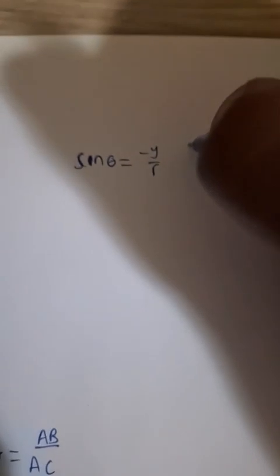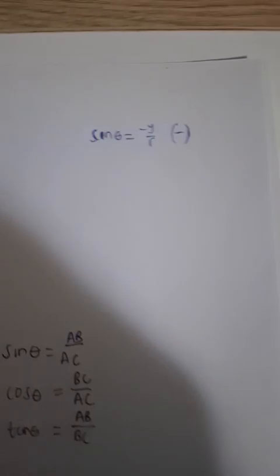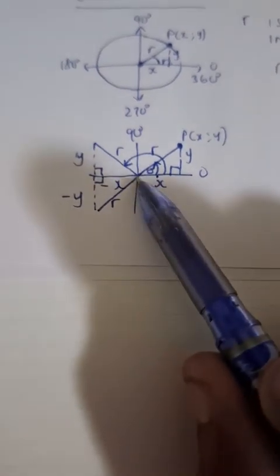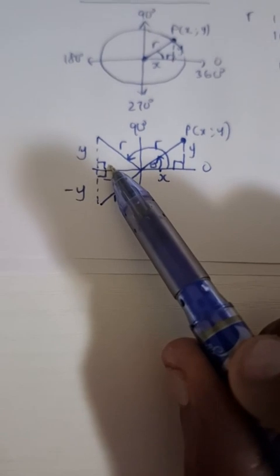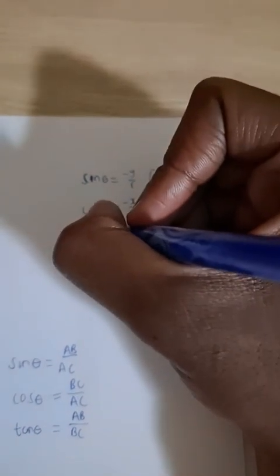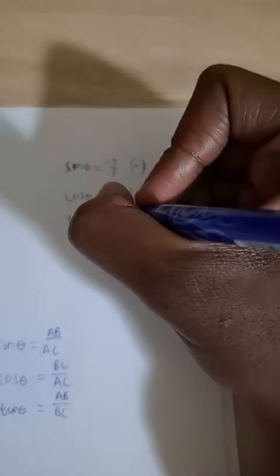It will obviously give us a negative. Okay, then we come back here. What about cos? Cos will be adjacent over hypotenuse. So that means cos theta is negative x over r, which means cos is also what? Negative. And then last but not least, tan theta will be equal to negative y over negative x.